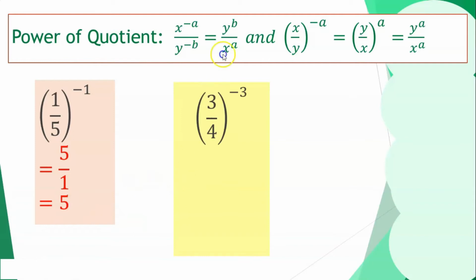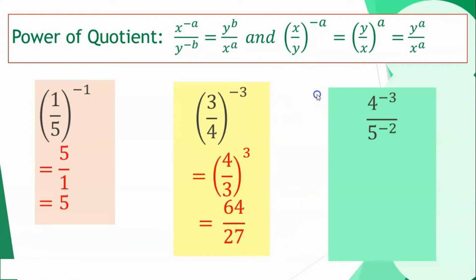Another example, 3 over 4 to the power of negative 3. So to make the exponent positive, reverse the base and make the exponent positive. So 3 over 4, so this would become 4 over 3 and make the exponent positive. So simplifying, you will get 4 cubed is 64, and 3 cubed is 27.